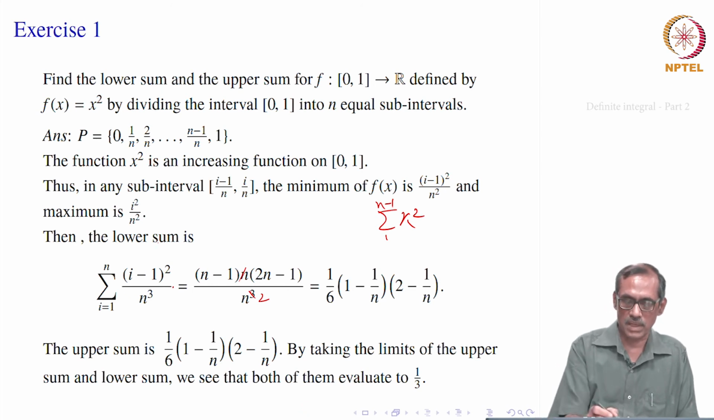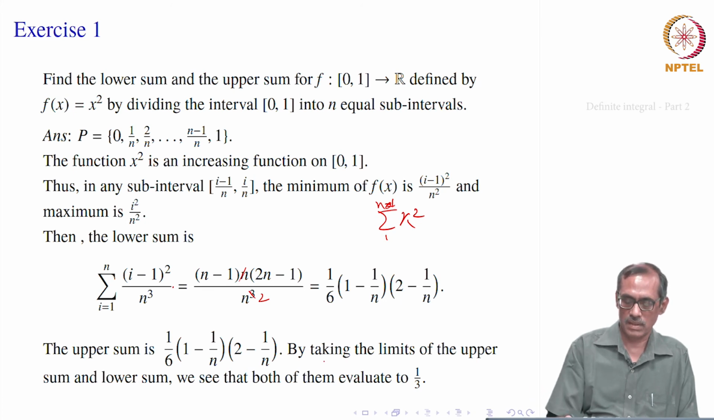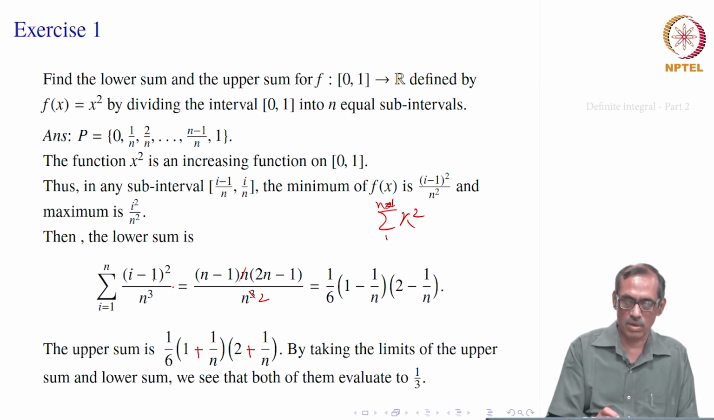When you take the upper sum, it will be i square here, instead of (i minus 1) square, so it is i square by n cubed, i varies from 1 to n. So, it will be n into (n plus 1) into (2n plus 1). When you do a similar thing, it will be plus really, not minus: 1 by 6, (1 plus 1 by n), (2 plus 1 by n). Now, if you take the limit of the lower sum and the upper sum, of course, you get 1 by 3, both the limits are the same. Therefore, this is integrable because we have got it, but only for the uniform partition.